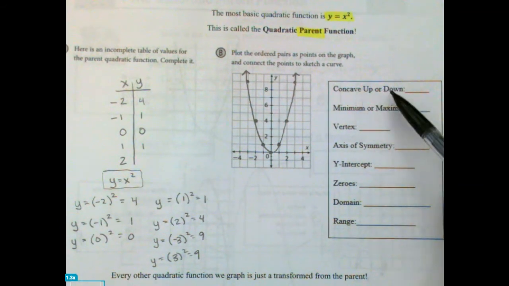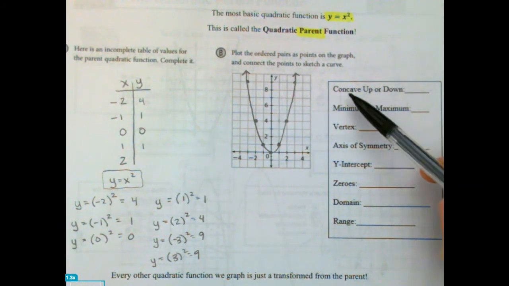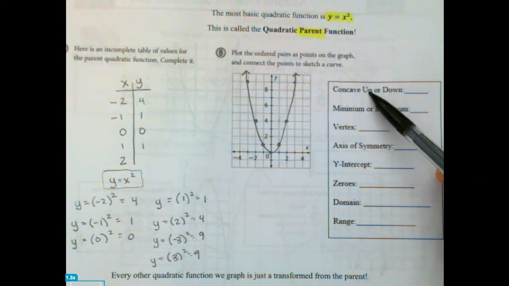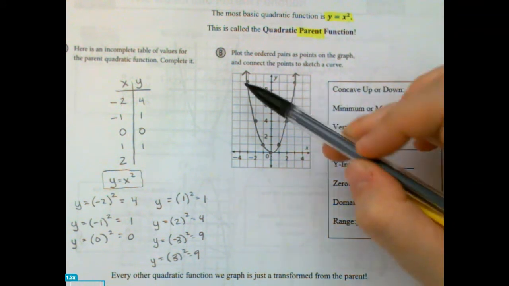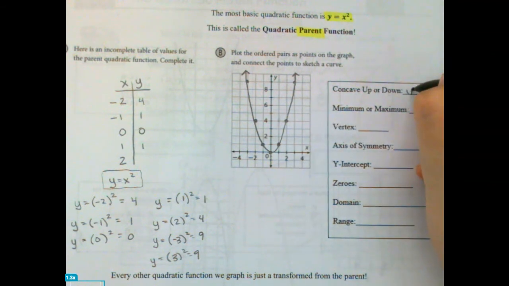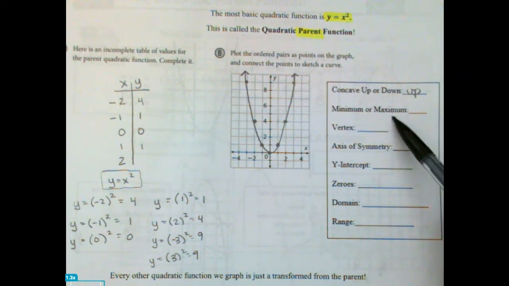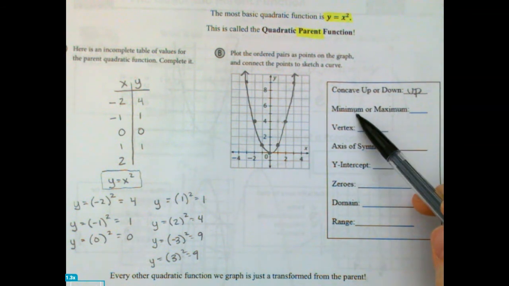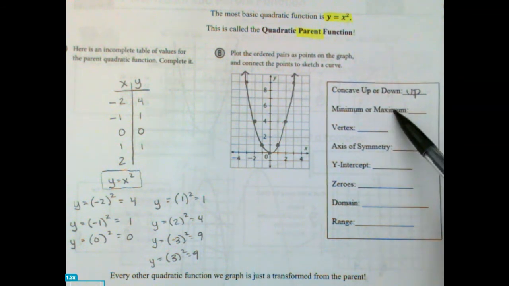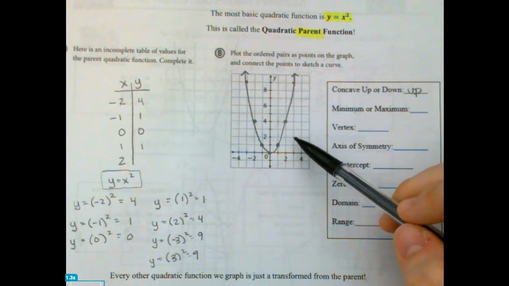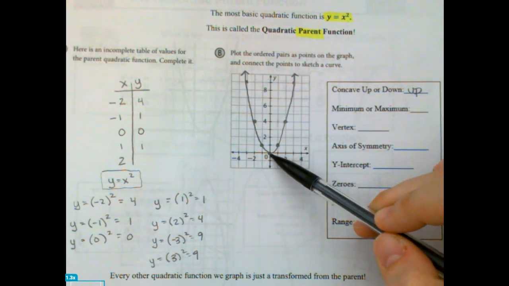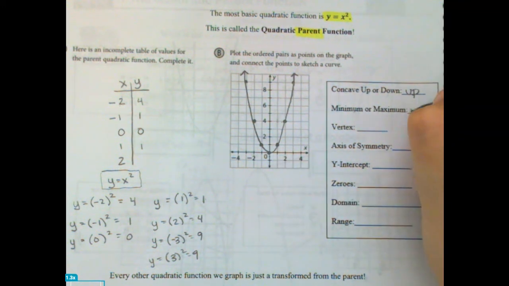So concave up and concave down. Concave means, is it facing upwards or is it facing downwards? This graph is going up, so this is a concave up graph. Okay. Is my vertex at a minimum or a maximum? This is just looking at the vertex, and when you think minimum, you want to think smallest part, and when you think maximum, you want to think biggest part. So when I look at this graph and I look at the vertex, that vertex is at the very smallest point of my parabola, so that's actually a minimum.